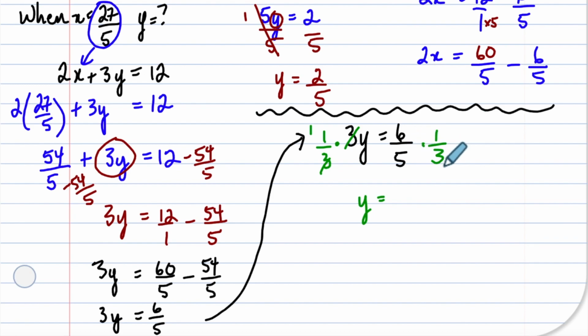Let's reduce that first. Greatest common factor is 3. 3 goes into 3 once. 3 goes into 6 2. Numerator, we have 2. Denominator, we have 5. The y value is 2/5, and the x value is 27/5.